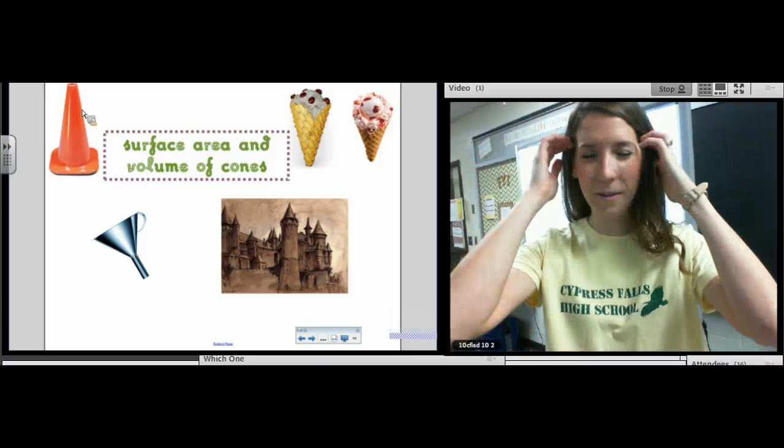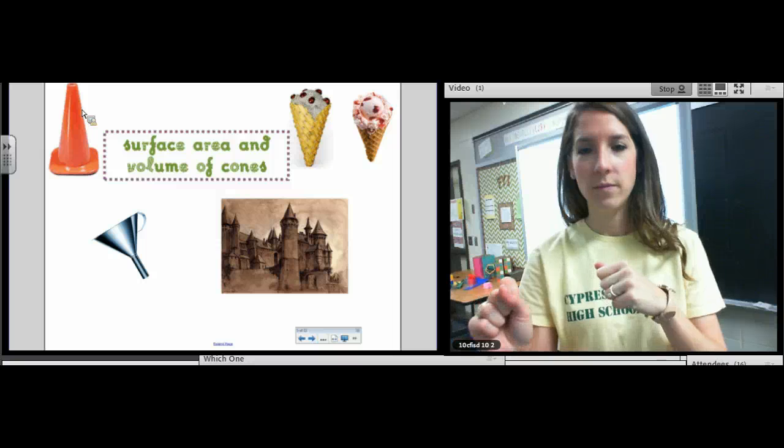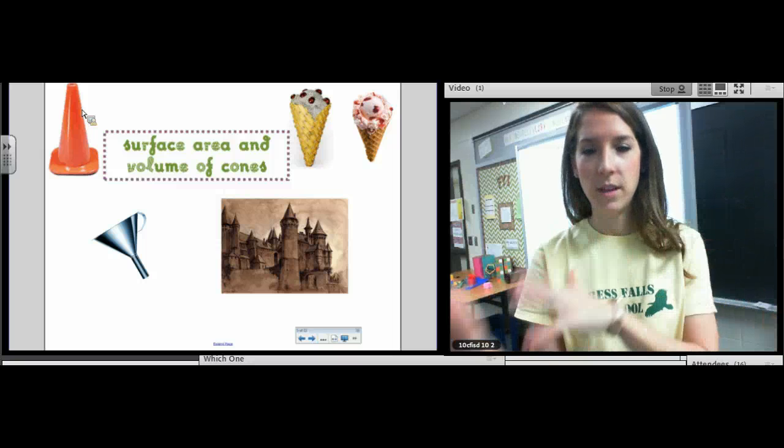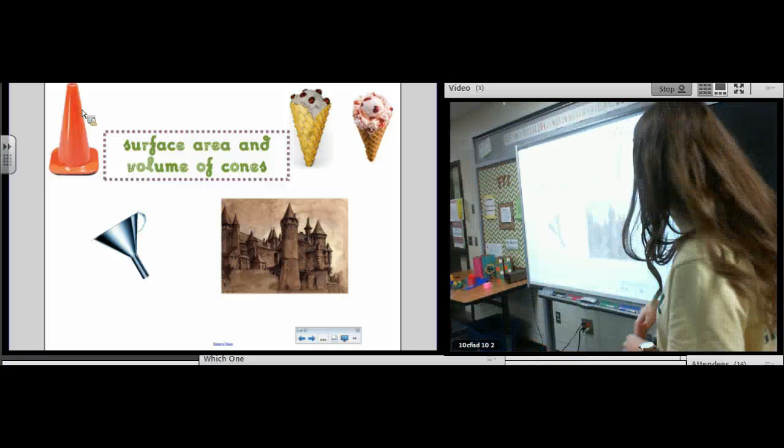Obviously cone, because that's what we're learning. Okay, so prism is to pyramid as cylinder is to cone. Or pyramid is to prism as cone is to cylinder.